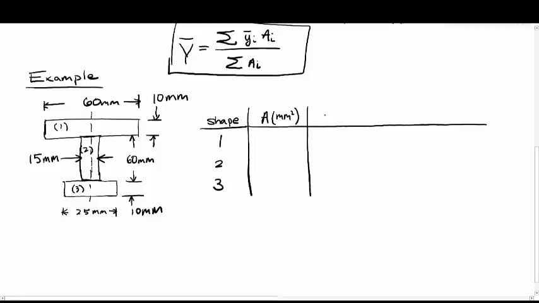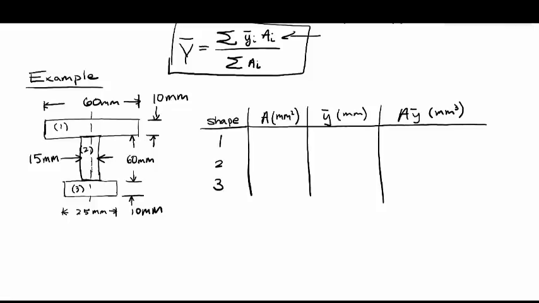My y bar, I'm going to need to know, it's going to be in millimeters. And then if I multiply both of these, I'm going to find the numerator here. So I'm going to have a separate column for A times y bar, and this is going to be in millimeters cubed. Okay, so let's look at shape 1.